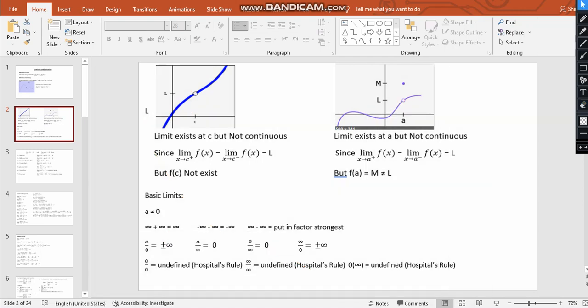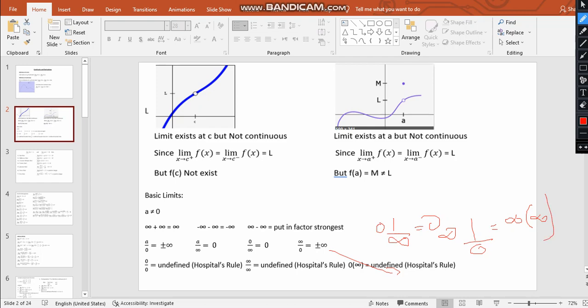Basic limits, we all know: infinity plus infinity is infinity, minus infinity is minus infinity, a number over 0 is plus or minus infinity, a number over infinity is 0, you know it from before, 0 over infinity is 0, infinity over 0 is a plus or minus infinity. Why is 0 over infinity 0? Because it can be written as 0 times 1 over infinity, and a number over infinity is 0, so 0 times 0 is 0. Here this can be written as infinity times 1 over 0, a number over 0 is plus or minus infinity, times infinity, it's a plus or minus infinity.